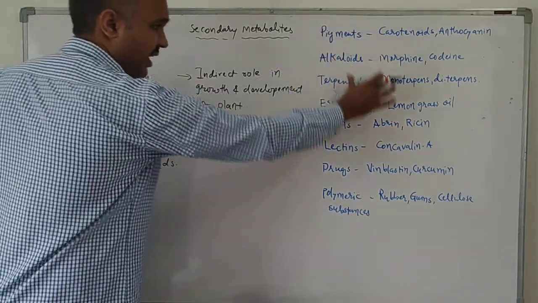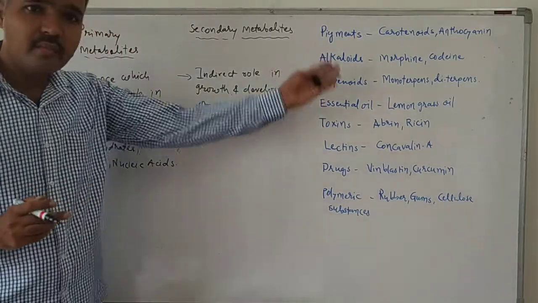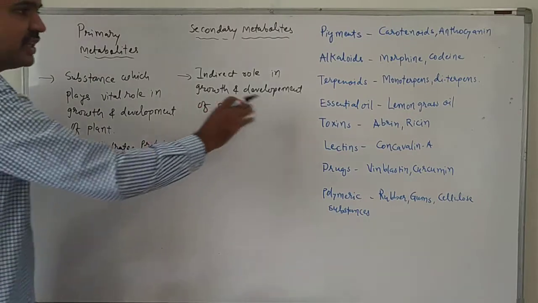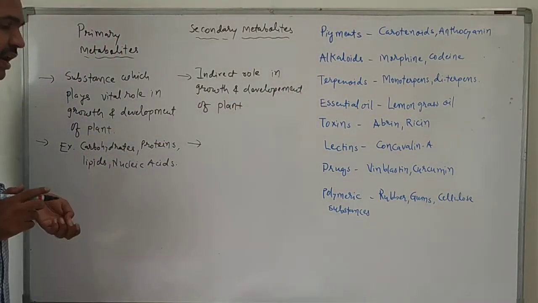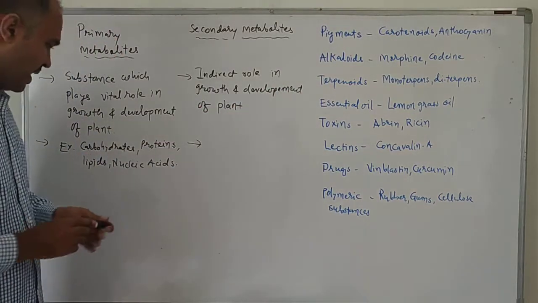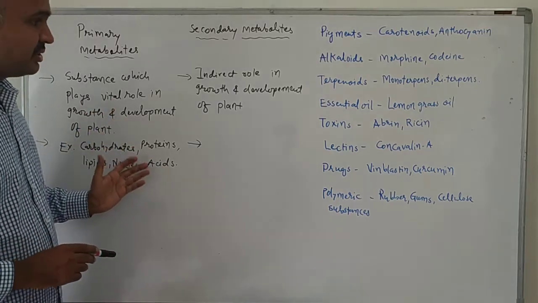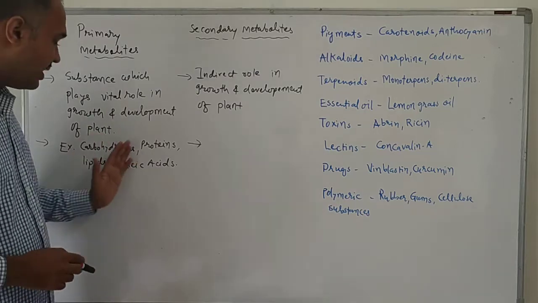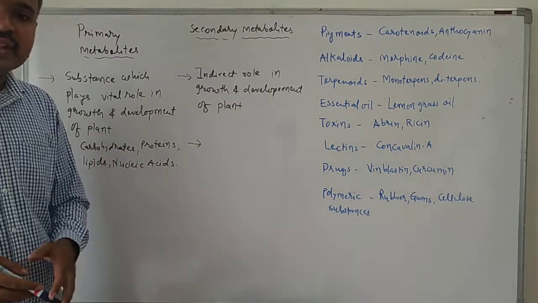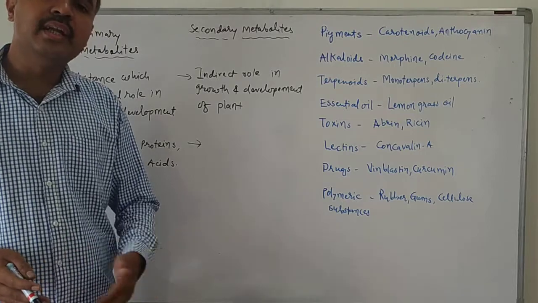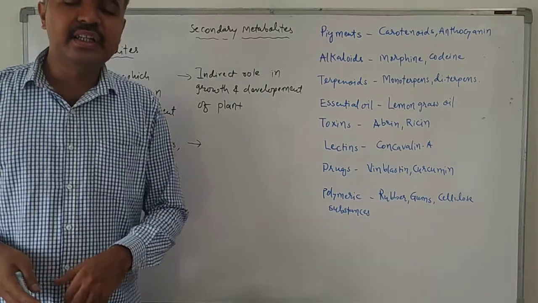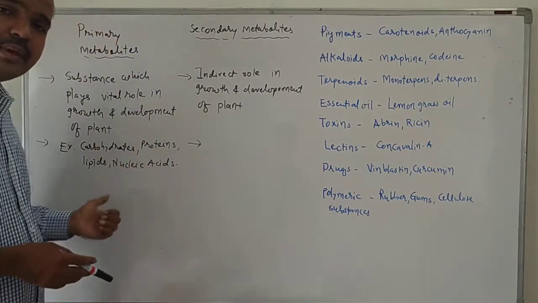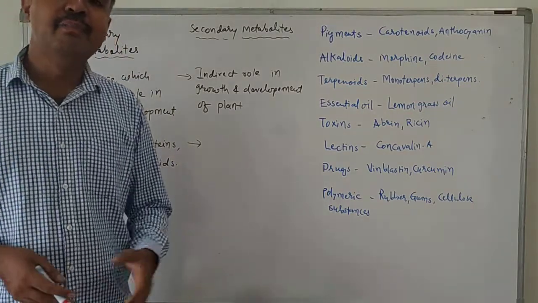And examples of secondary metabolites are written over here. We will discuss that later. But carbohydrate, protein, nucleic acid and lipid are the primary metabolites, and these all are secondary metabolites. Without carbohydrate, protein, lipid and nucleic acid, plant cannot grow and it cannot develop. In fact, it cannot survive also.